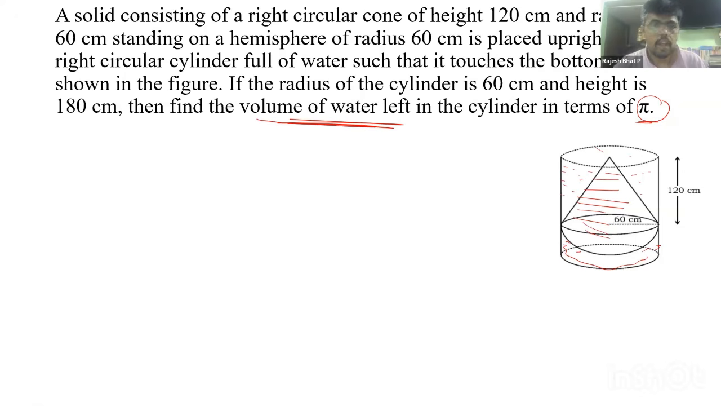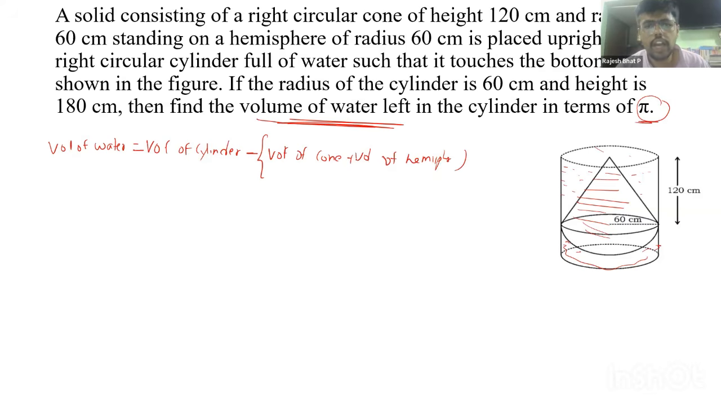So now let's understand this problem. So now basically we have to find the volume of water. So tell me what is the volume of water? Volume of cylinder. Correct. Now what? You have to minus what? Volume of cone plus volume of hemisphere. Correct.